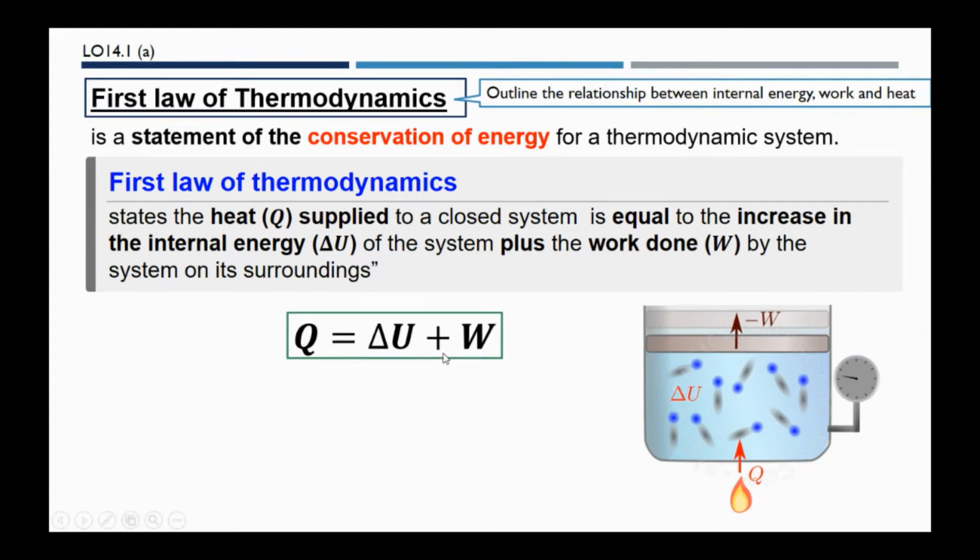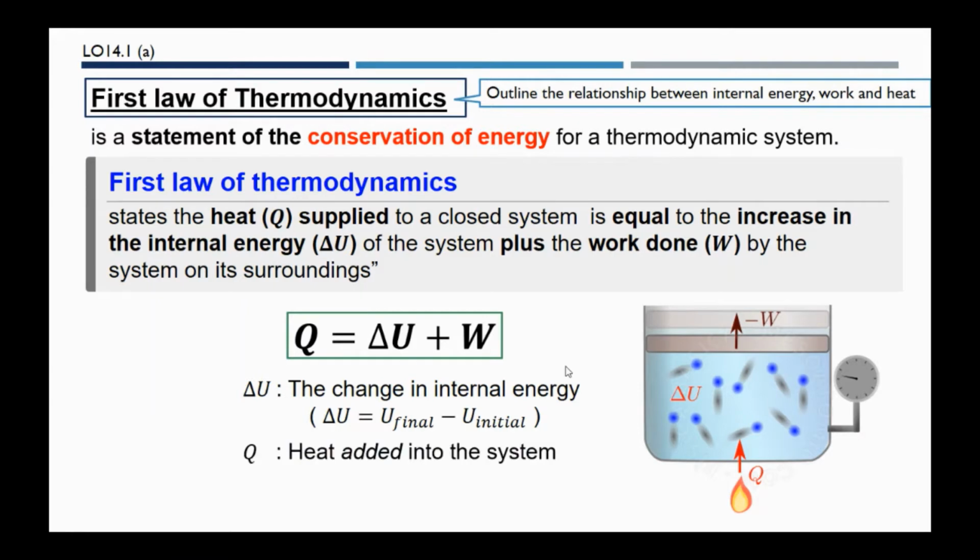Expressed mathematically, we have Q equals delta U plus W, where delta U is the change in the internal energy, U final minus U initial, Q is the heat added into the system, and W is the work done by the system.